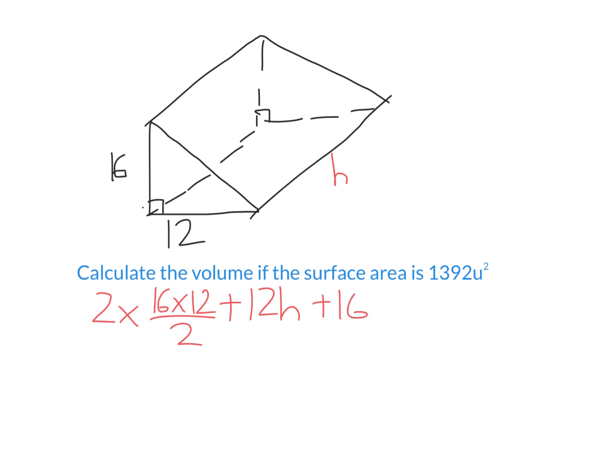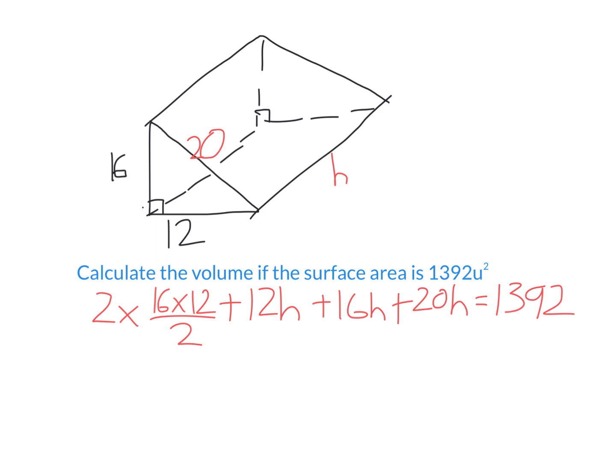But what about this top rectangle here? What would be its measurement? We can figure that out easily. Again, using Pythagoras, this side here is just the square root of 16 squared plus 12 squared, which is 20. So the area of this rectangle here is 20 by h. We're told that all up, that gives 1392.